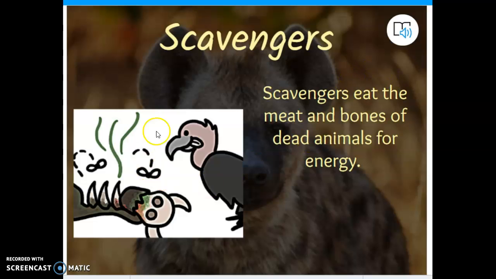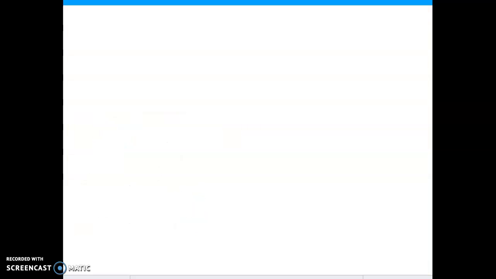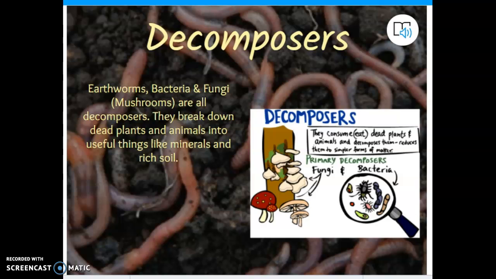So once this awesome buzzard has eaten a giant portion of, let's say this is a dead deer on the side of the road, there's still some bits and pieces of it left over, and that's where my decomposers come into play. Bacteria, which are microscopic, you can't see them, that's why that picture's here. You have worms, and then you also have fungi, which is listed right here. Those are mushrooms.